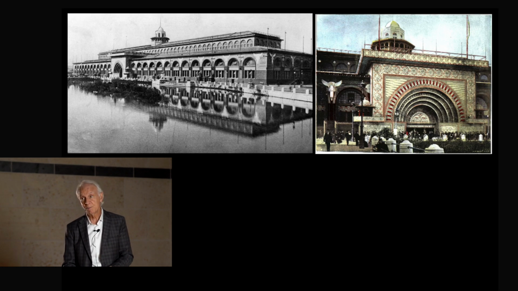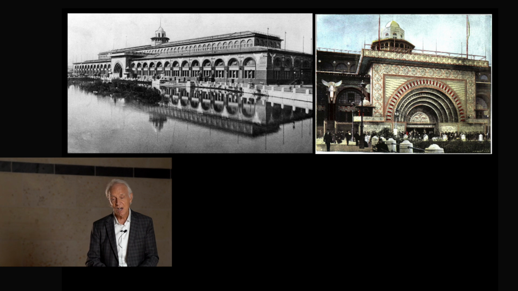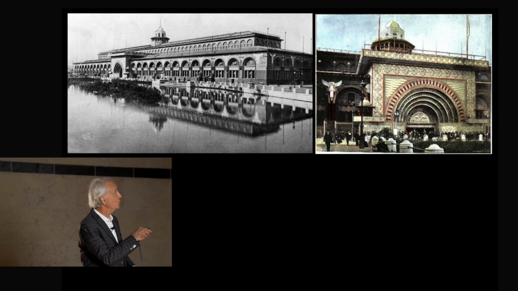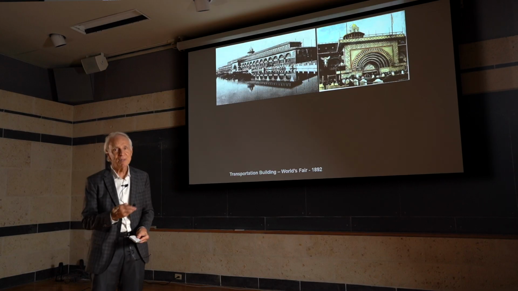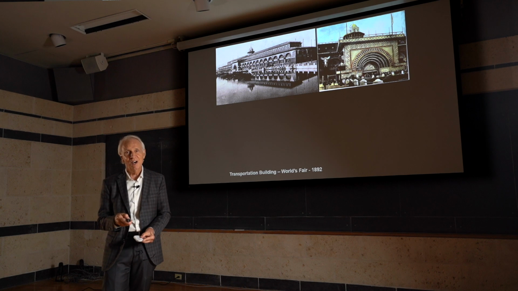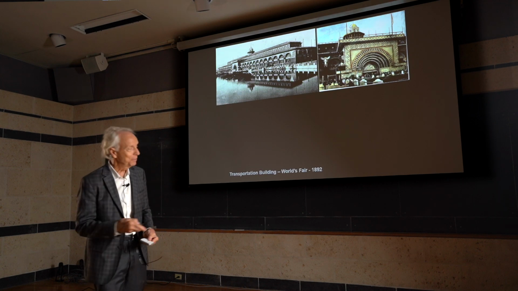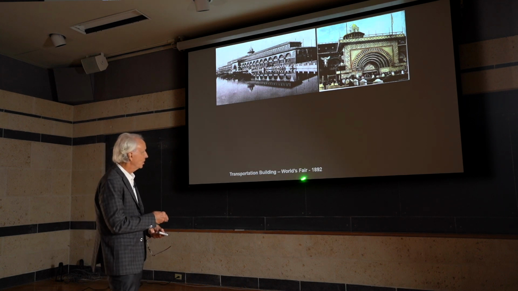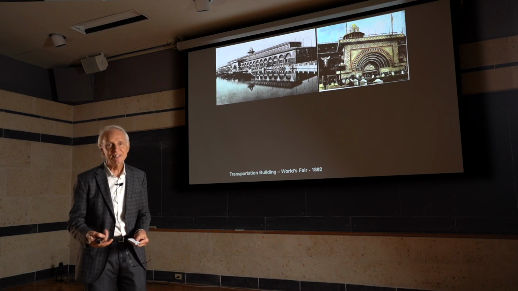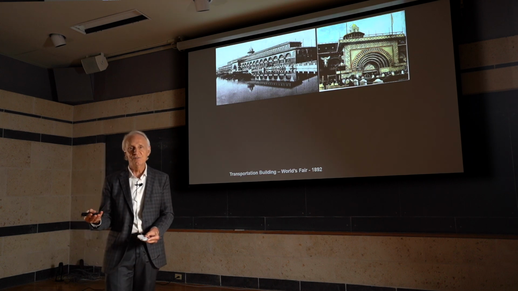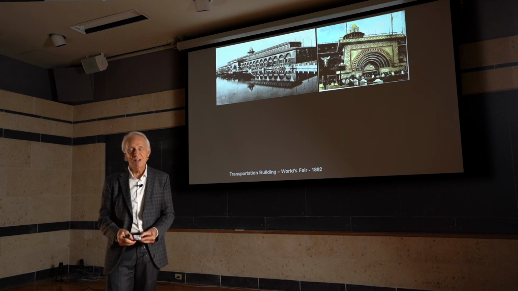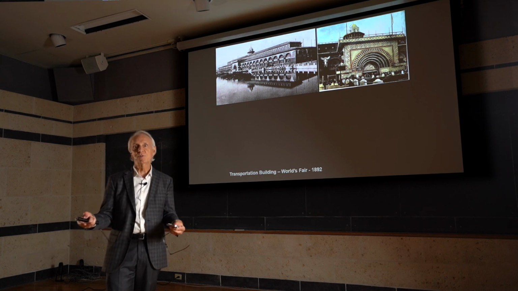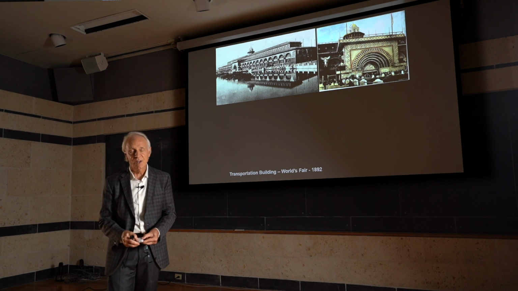Then Sullivan himself, when he's doing a very important building in his career, the Transportation Building at the World's Fair in Chicago in 1892, again tries to make something very American. In that instance, many of you probably know this, the World Exposition that was done in 1892. This was commemorating the 500th anniversary of Columbus discovering America. And so it was a huge thing for Chicago to get this World's Fair.